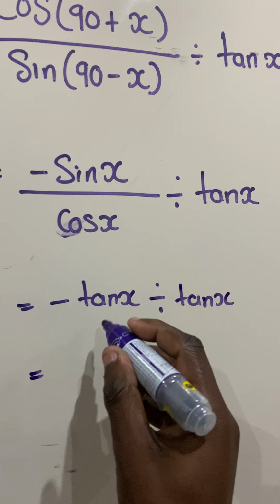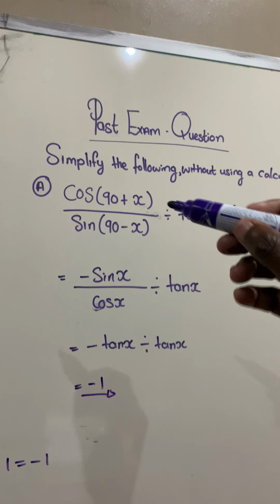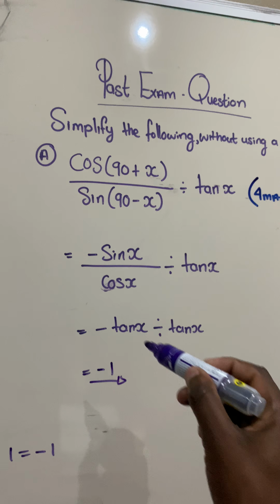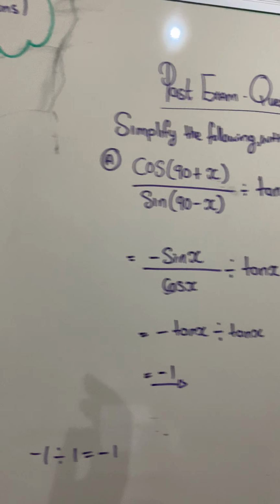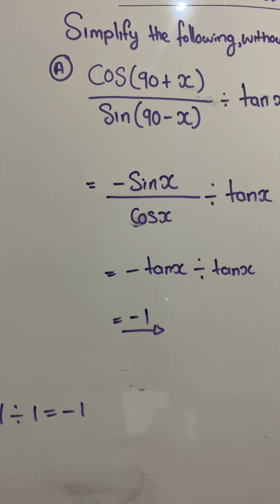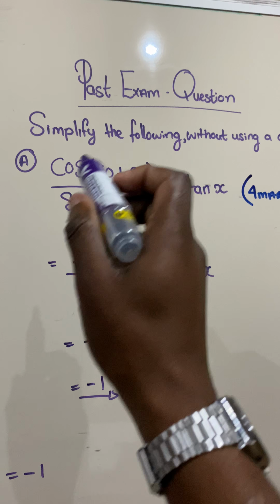So the answer here is going to be negative 1. Easy stuff. So you see the importance of knowing your cofunctions, because if you didn't know that, then your answer would have probably been 1 if you don't know the sign thingy I was explaining. So be very careful with that. This is the answer, or this is the simplified version of that there.